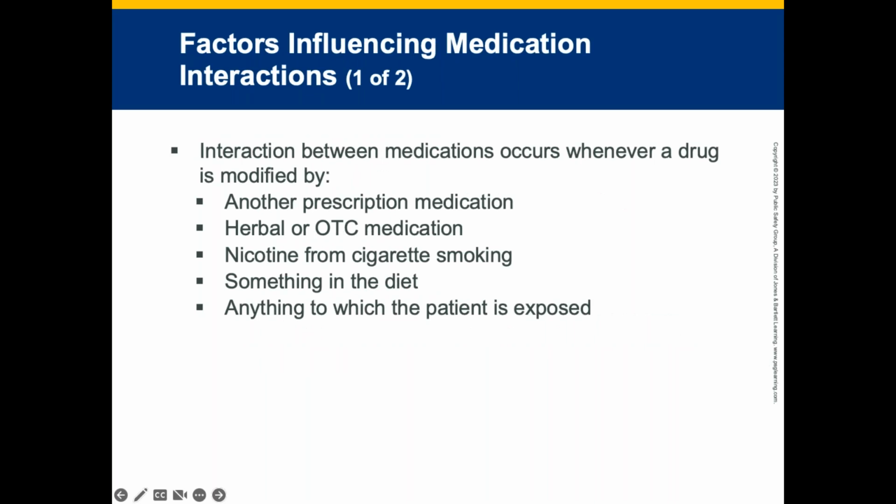Many variables influence medication interactions. The interaction between medications occurs when the actions of a drug on the body are modified by another chemical substance, like another prescription med. That's why it's so important that we look at the medications the patient currently has prior to us giving another medication that's in our drug boxes. Herbal or over-the-counter meds, nicotine from cigarette smoking, something they're using for their diet, anything to which the patient is exposed.